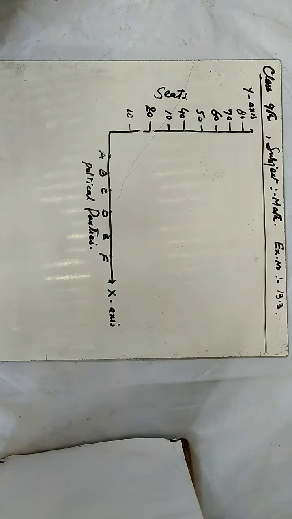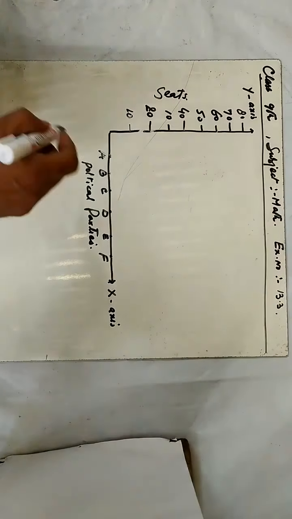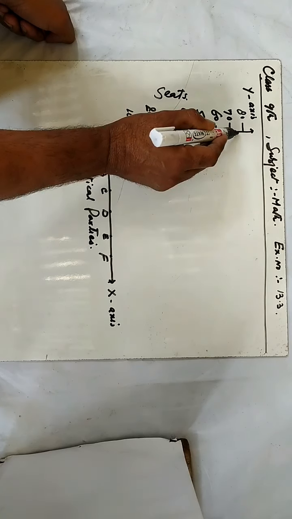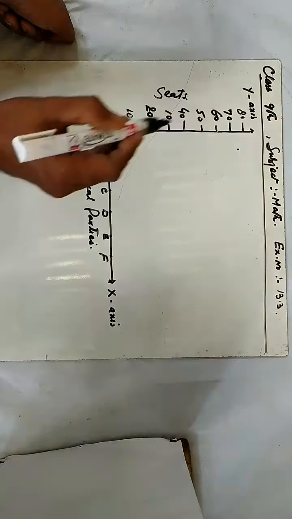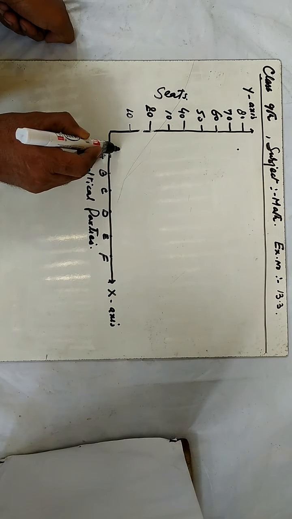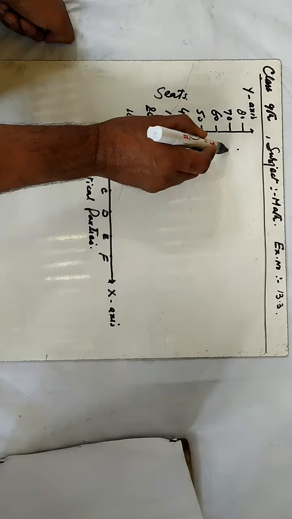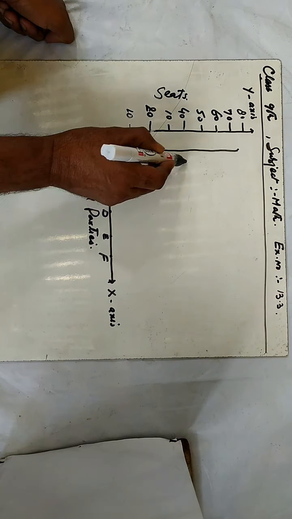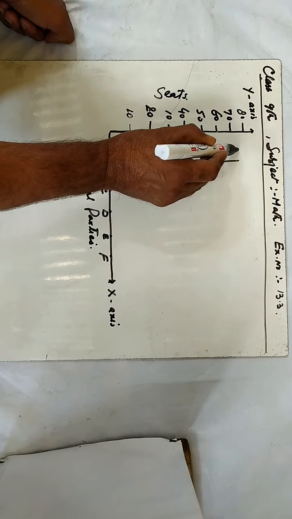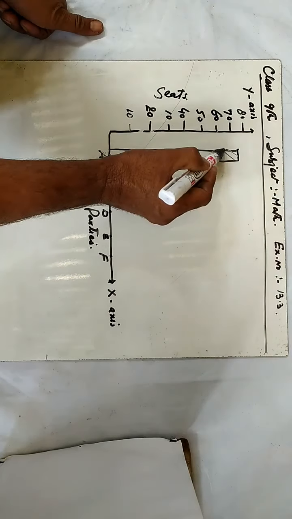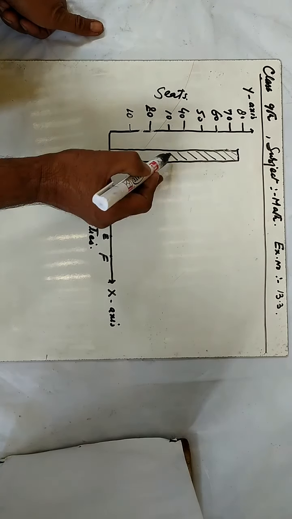Political party A has 57 seats. So political party A is at 75 seats.